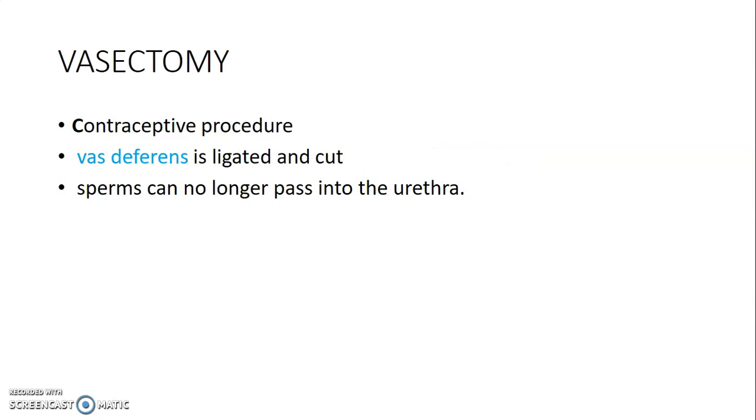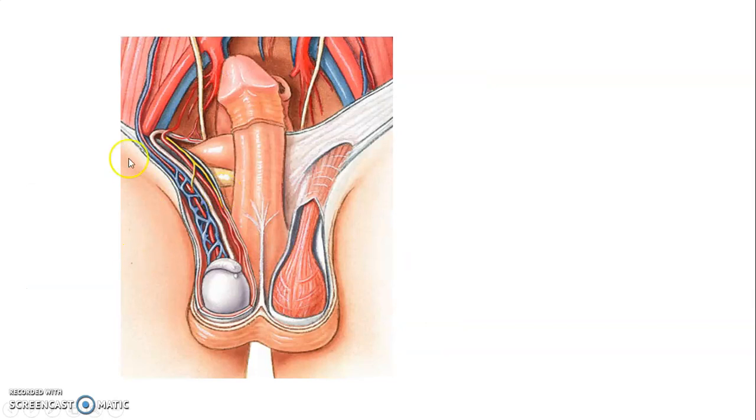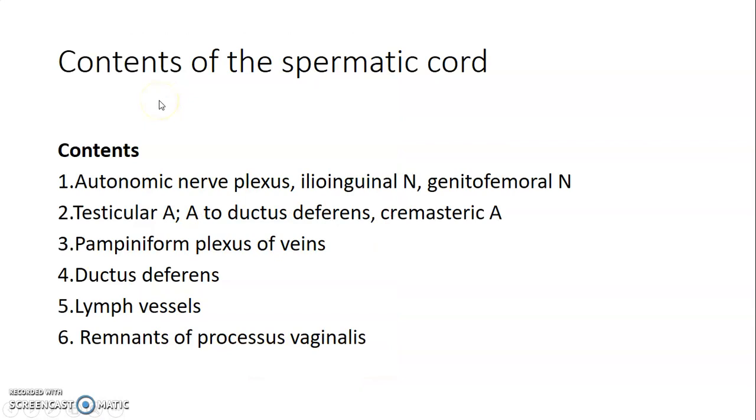Vasectomy is a contraceptive procedure where the vas deferens is ligated at the spermatic cord, and that prevents sperm from entering into the urethra. The spermatic cord has three coverings: the internal spermatic fascia from transversalis fascia, cremasteric muscle and fascia from internal oblique, and external spermatic fascia from external oblique abdominis muscle. So this here is a spermatic cord. It carries structures to and from the abdomen to the testis.